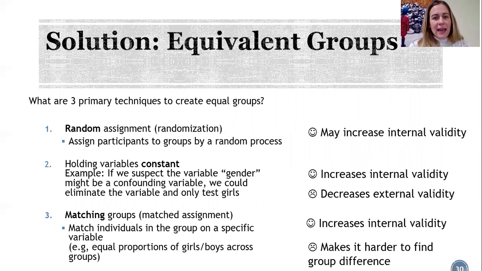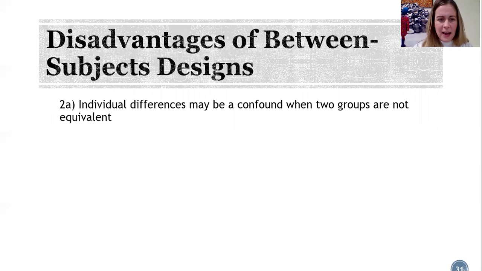The other way that we can ensure groups are equivalent is by matching the groups. So making sure we've got an equal number of girls and boys in each of our conditions. This increases the internal validity, but the downside is that because now we've got more variability within each group, it makes it harder to find a group difference. And I'm going to explain what I mean by that now.